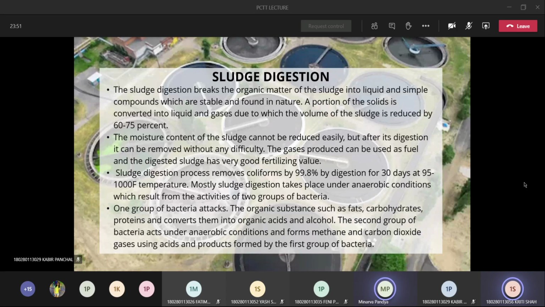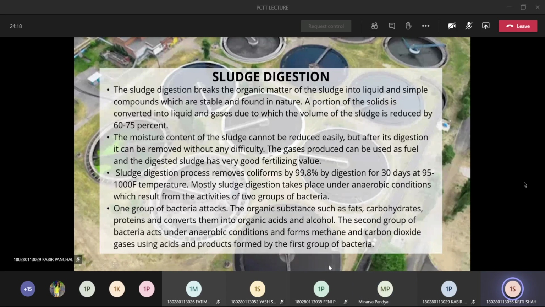What happens in sludge digestion is that some portion of solids is converted into liquid and gases because the volume of the sludge is reduced by 60 to 75%. The moisture content of the sludge cannot be reduced easily, but after its digestion, it can be removed without any difficulty. The sludge digestion process removes coliforms by 99.8%.